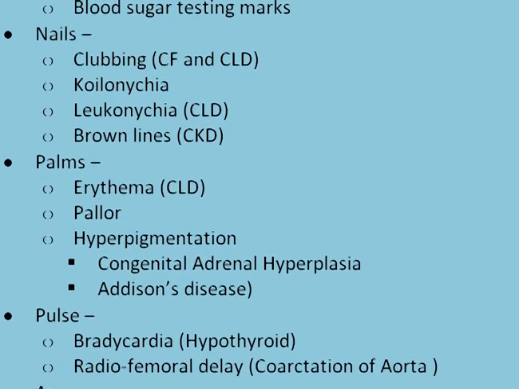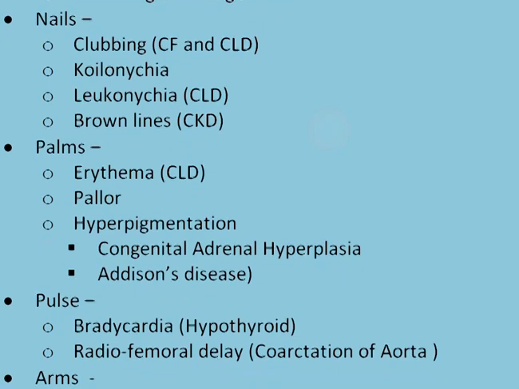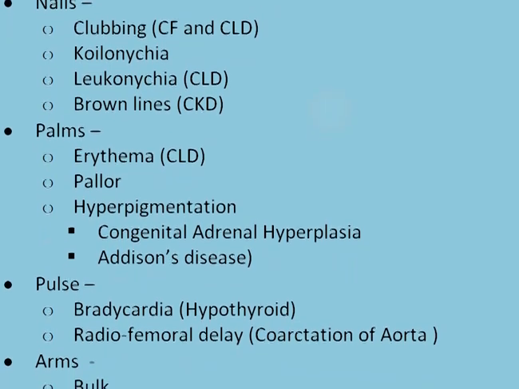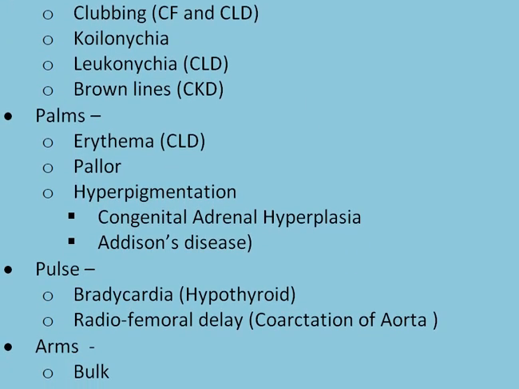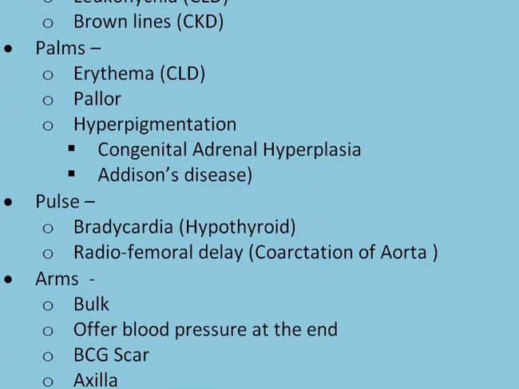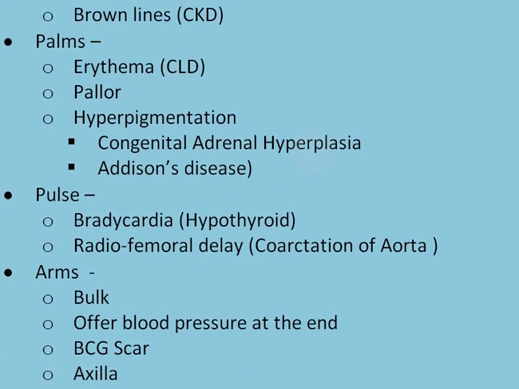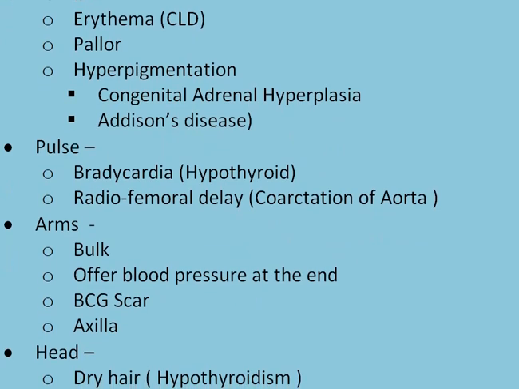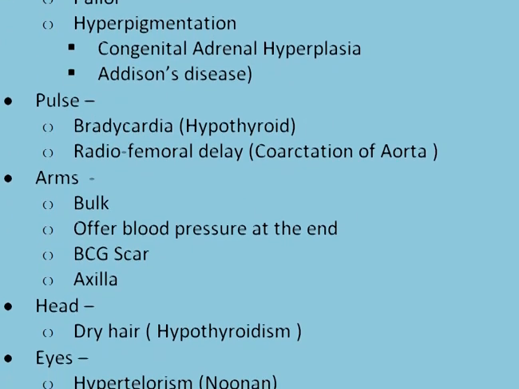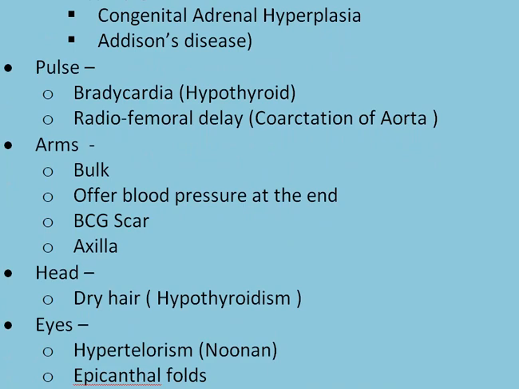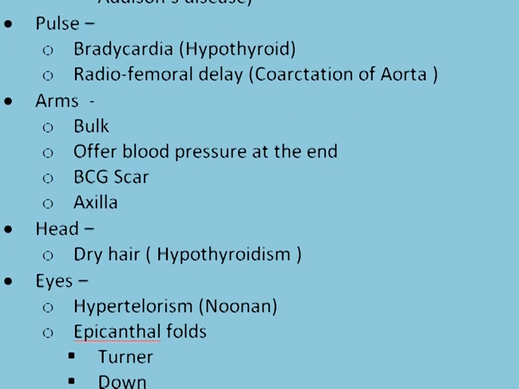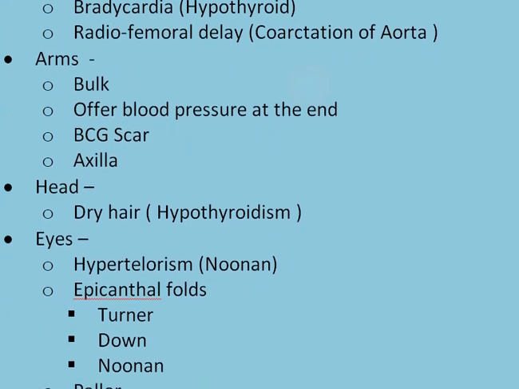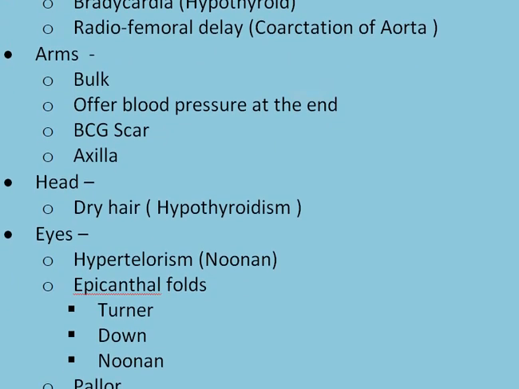Then you check the pulse for bradycardia, which occurs in hypothyroid, radiofemoral delay, which occurs in the coarctation of aorta. Arms, check the bulk, offer blood pressure at the end, check the BCG scar and axilla. Then check the hair for dry hair, which is a sign of hypothyroidism. Eyes, hypertelorism, which is a sign of Noonan syndrome. Epicanthal folds, which occur in Turner syndrome, Down syndrome, and Noonan syndrome.